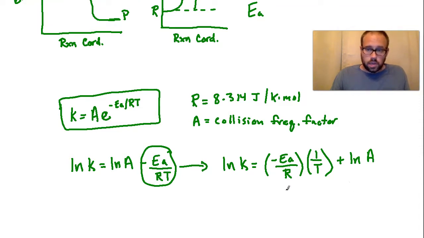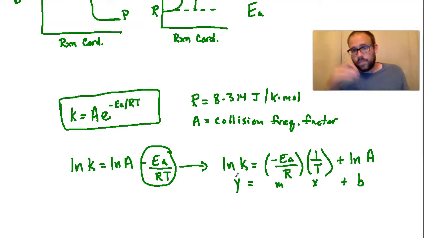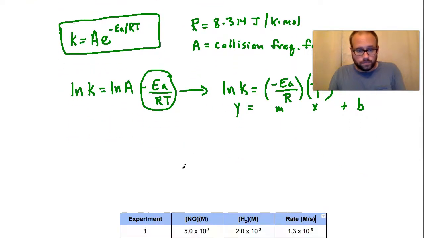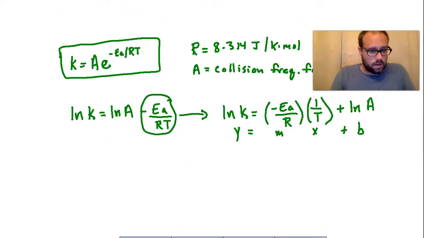Now, if I take a look here, I have y equals mx plus intercept. So if you were to graph this out, you can graph the natural logarithm of the k against 1 over temperature. And when you do that, you will end up with your EA over R as the slope. Now again, because this is negative, you're going to see a negative slope appearing in these types of reactions.